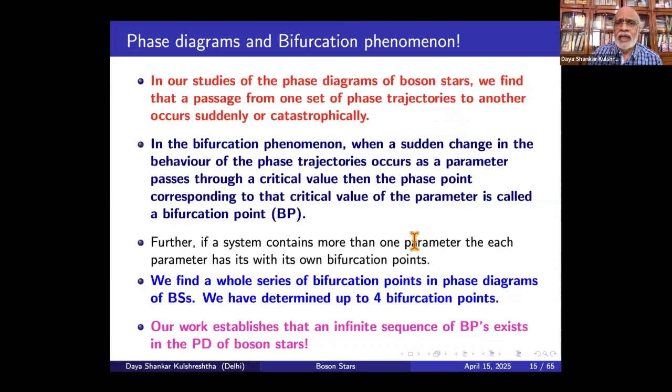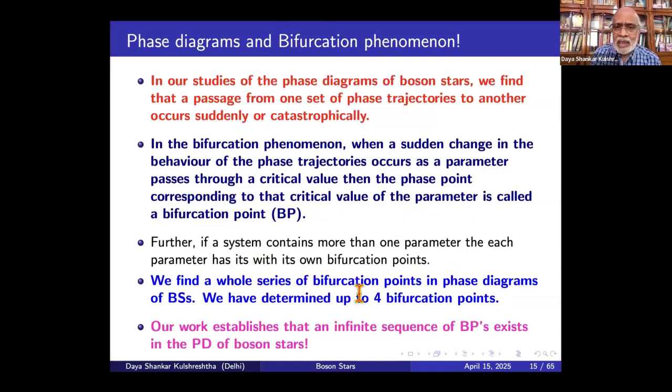So then I'm going to present some phase diagrams. And here I'd like to explain that in our studies of the phase diagrams of boson stars, we find that a passage from one set of phase trajectories to another occurs suddenly or catastrophically. In the bifurcation phenomenon, when a sudden change in the behavior of the phase trajectories occurs as a parameter passes through a critical value, then the phase point corresponding to that critical value of the parameter is called a bifurcation point.